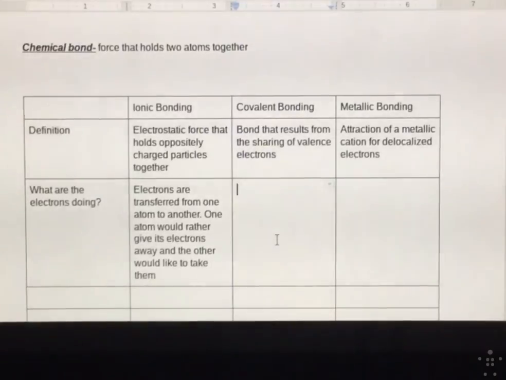So, what are those electrons doing? In an ionic bond, the electrons are going to be transferred from one atom to another. One's just going to give it away because it would rather do that, like we talked about in our last unit, and the other atom wants to take it. It wants to get that 8, and it's so close. So we have one atom that wants to give its electron away, and another atom that wants to take it. Okay?